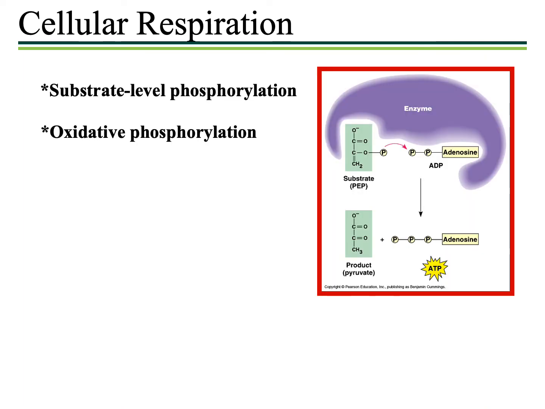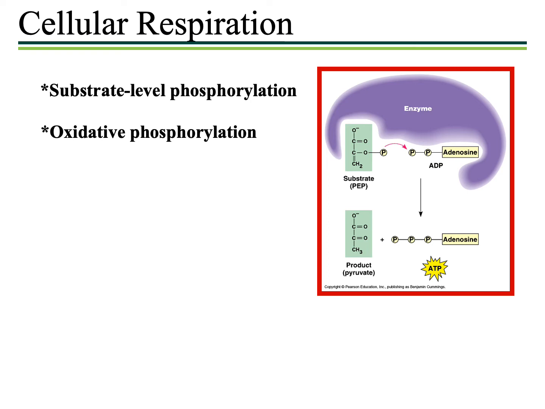ATP can be produced by two different mechanisms in the entire cellular respiration pathway. One way to synthesize or produce ATP is known as substrate level phosphorylation. Now, in substrate level phosphorylation, you have an enzyme that is going to bind two substrates in the transfer of a phosphate group from substrate 1 to substrate 2, which happens to be ADP.